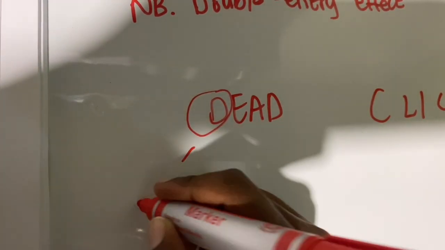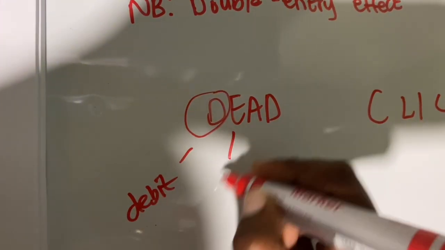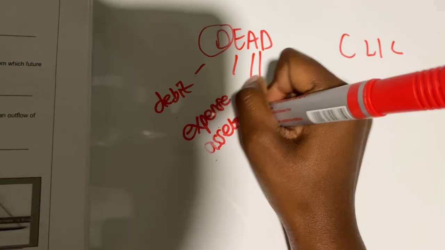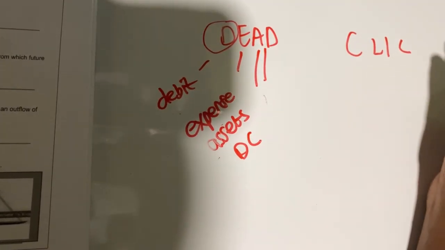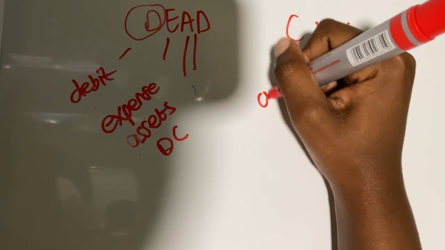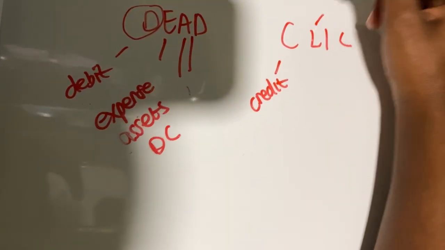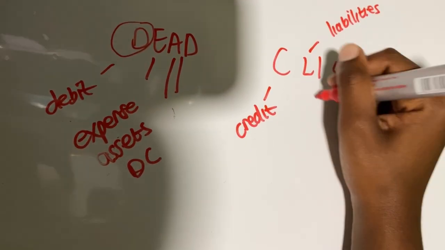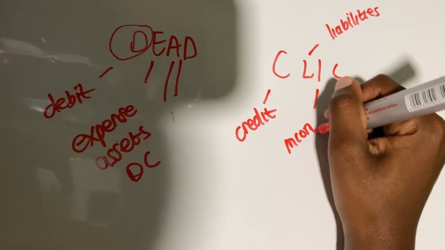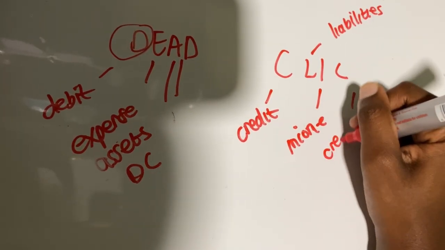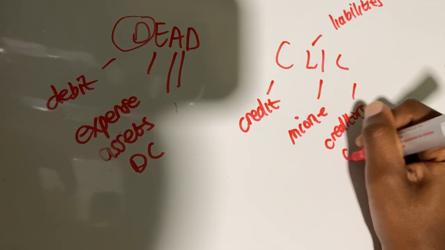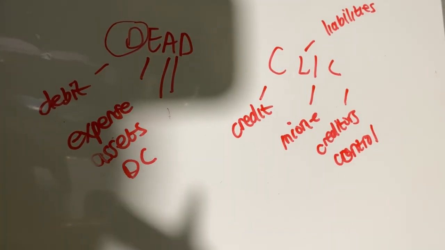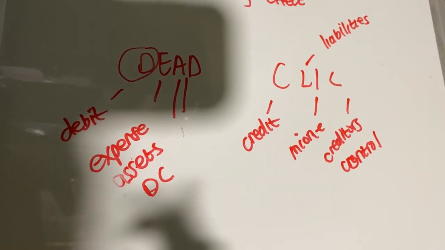In debt, this is debit: expenses, assets, and debtors control. With click, it's credit: liabilities, income, creditors control. That's just that. Debt, click. You will never go wrong as long as you know this.